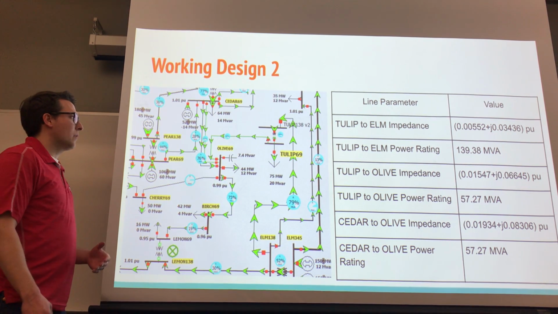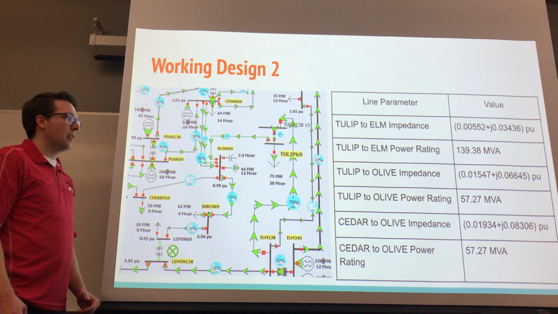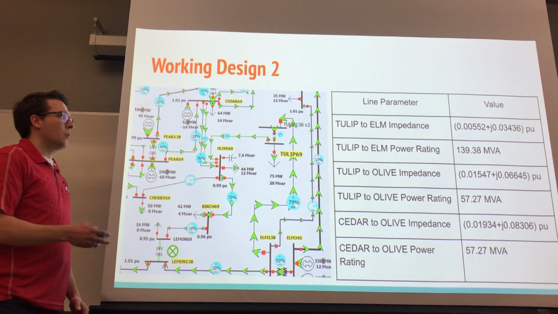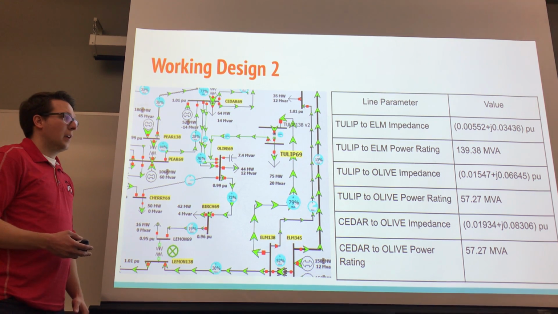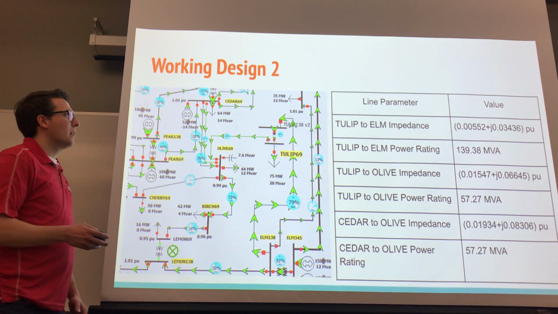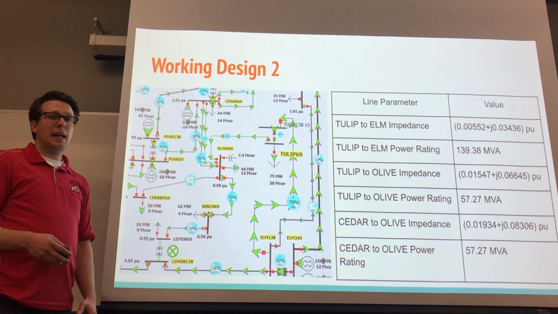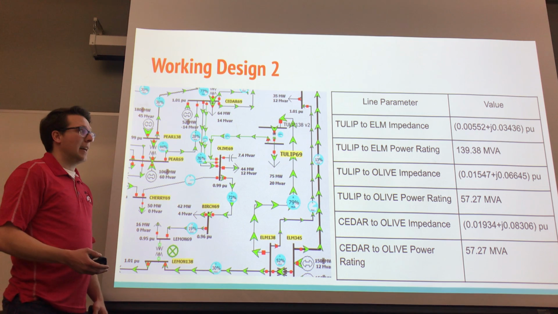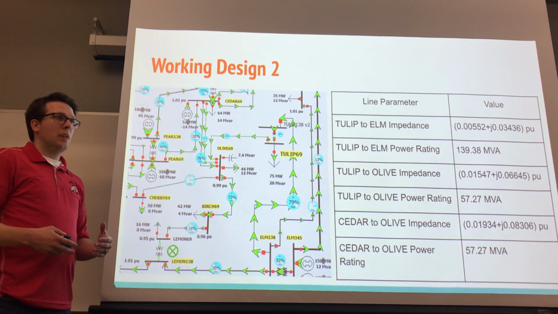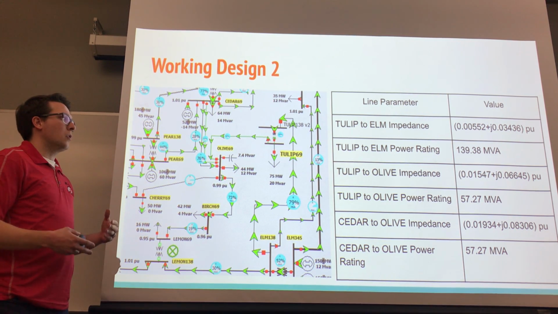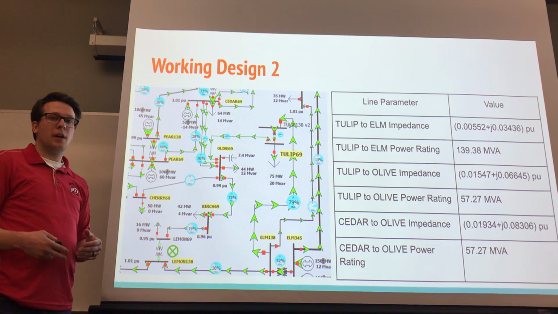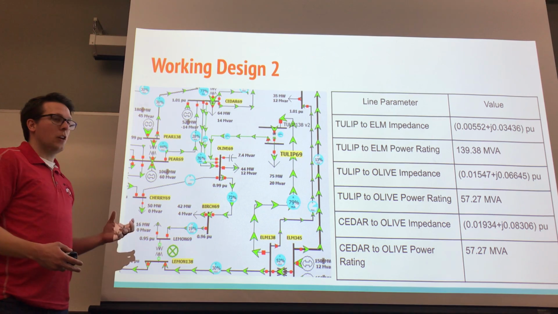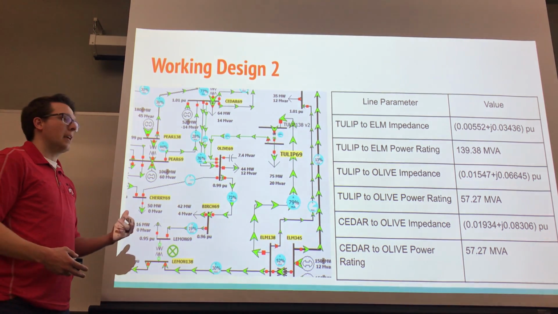For the next design, we still kept that Cedar to Olive, but we switched it up a little bit. We got Tulip to Elm, and then we used Tulip to Olive. With all of our 138 kV lines, we did end up using the best conductor we had available to us, because that conductor had pretty much all the load that our new load, the Tulip 69 load, would undergo. It was carrying all that load, so we needed the best line to handle that.